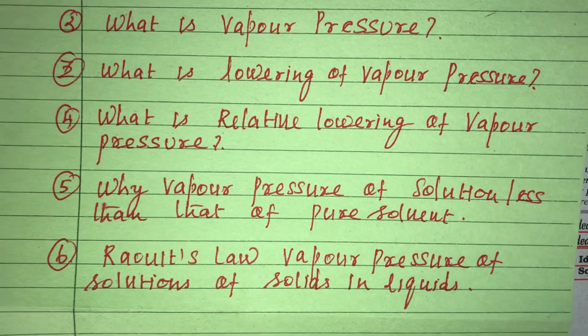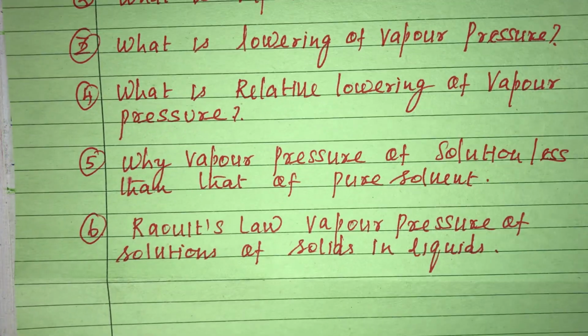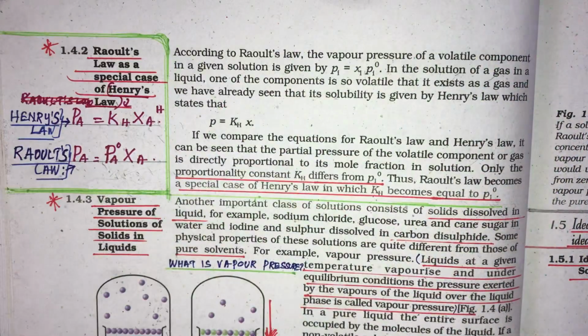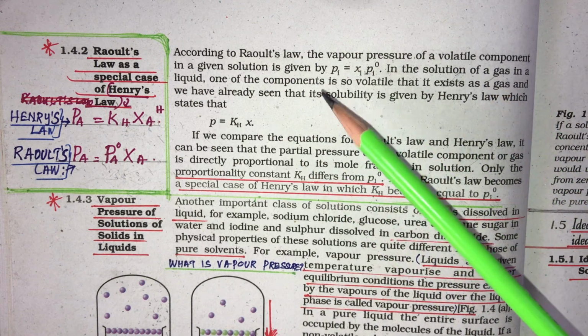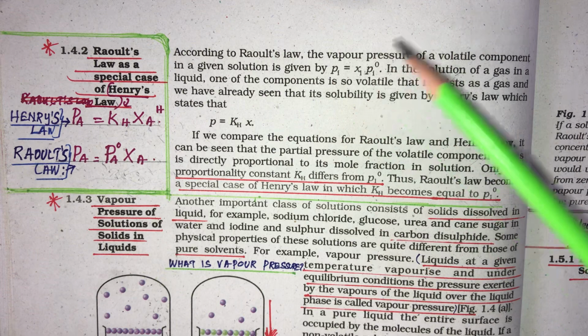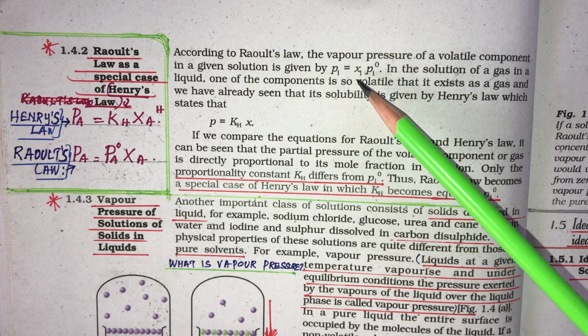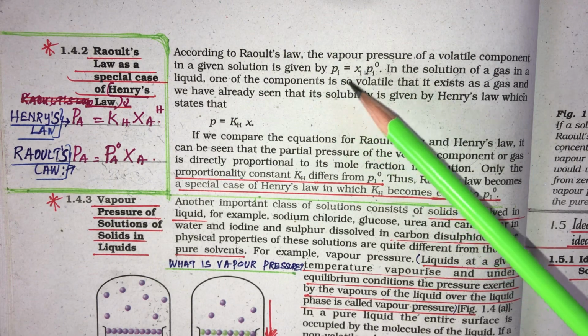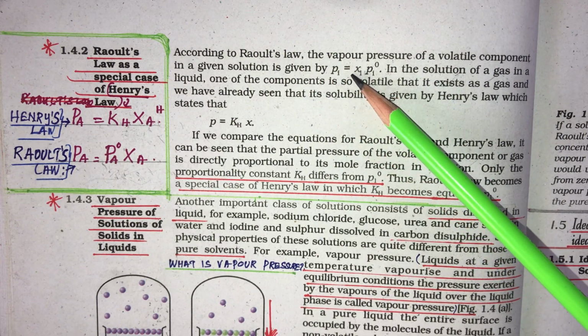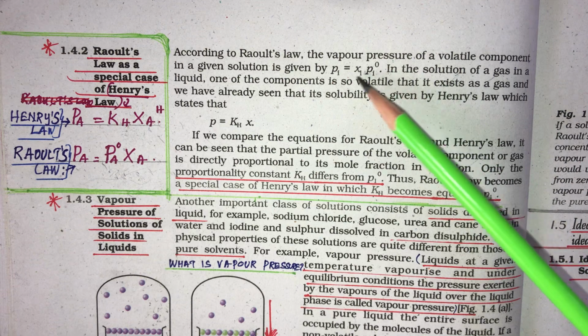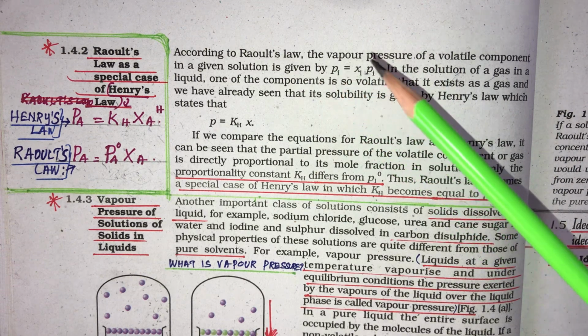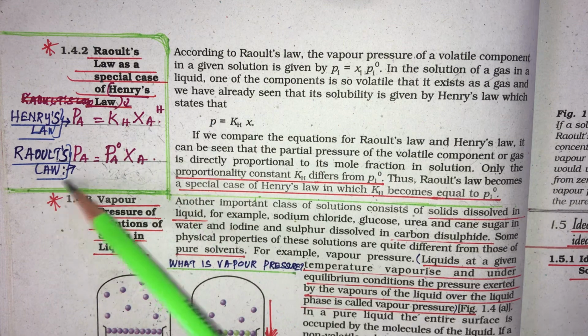Raoult's law, vapor pressure of solutions of solids in a liquid. Raoult's law as a special case of Henry's law. Raoult's law: the vapor pressure of the volatile component present in a solution is given by p1 = x1 p1⁰. Here the vapor pressure of the solution is given by the mole fraction and the vapor pressure of the pure solvent, which gives you the vapor pressure of the solution. And this one is Raoult's law.